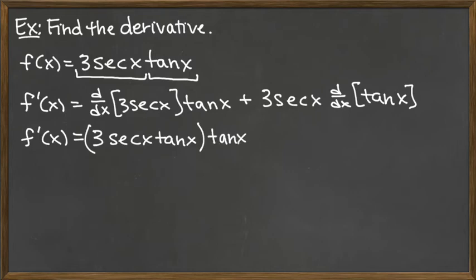tangent of x. And so then continuing on to the next term, we've got 3 secant of x times the derivative of the tangent of x, and the derivative of the tangent of x is memorized to be secant squared x.